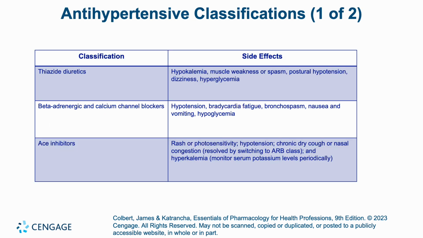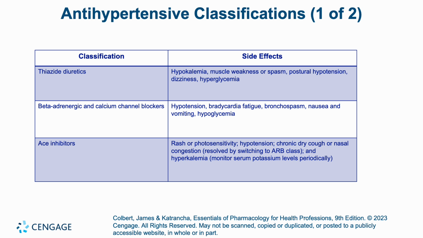Antihypertensive classifications. First classification, the thiazide diuretics. You'll remember we talked about these in the renal lecture. Most patients meeting criteria for drug therapy should be started on thiazides either alone or in combination with a drug from one of the other drug classes because they're generally well tolerated, have less side effects, and are also inexpensive. The side effects are hypokalemia.